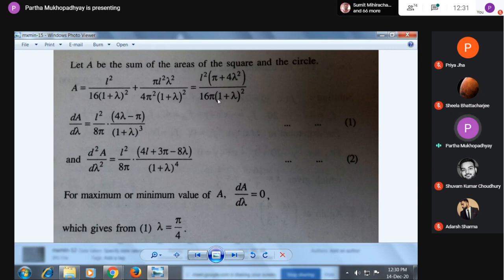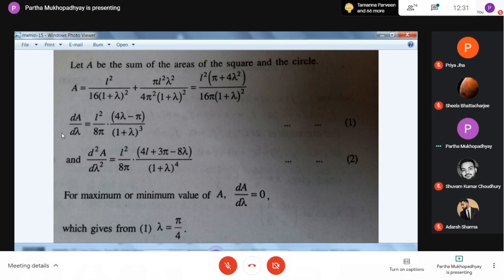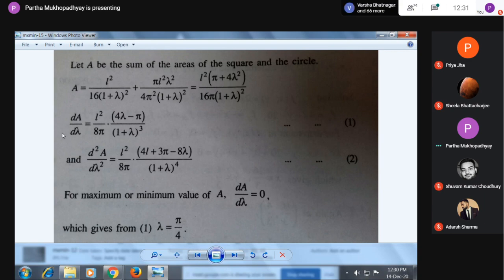Okay, so we can try dA d lambda. That's pi by 8 pi (1 plus lambda) cube. Okay, just differentiating this thing by the U by V method. No calculation is shown here. I think you can do. L square by 16 is simply constant. And differentiating this, pi plus 4 lambda square by (1 plus lambda) whole square, it will get this thing. So this is the dA d lambda.